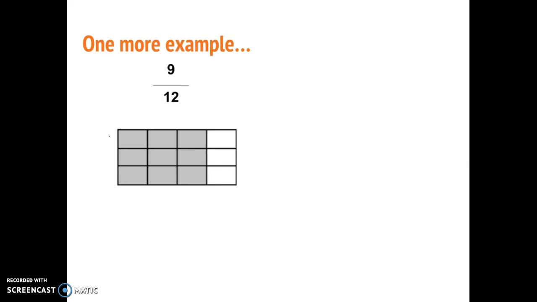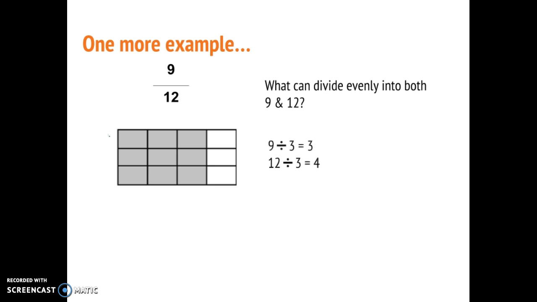We're going to go ahead and start out with the fraction 9/12, and again the area model is provided. Now remember, the first question we're going to ask ourselves is, what number can divide evenly into both 9 and 12? Hopefully you came up with 3, because 3 is a factor of both 9 and 12. 9 divided by 3 equals 3, and 12 divided by 3 equals 4. So 9/12 equals 3/4.